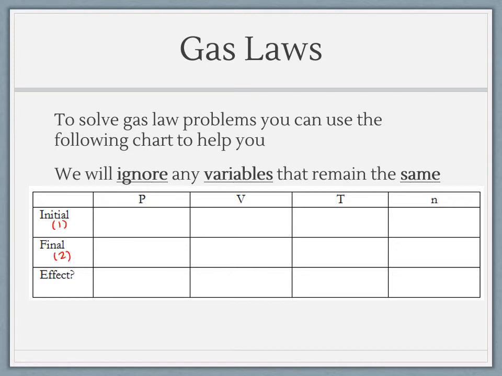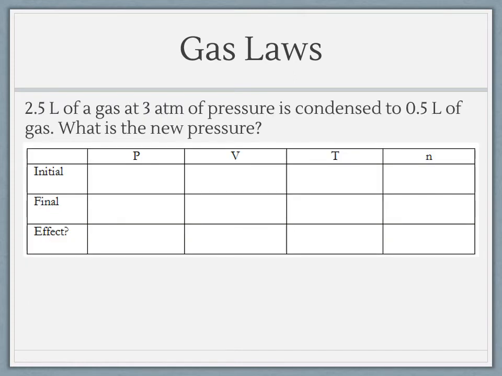This effect row is just for you to think conceptually. If one's going up, what's going to happen to the other one? Any variables that stay the exact same from the initial to the final, or from 1 to 2, we can totally ignore because those are going to get canceled out. So let's look at an example.